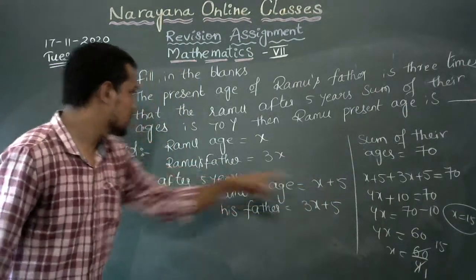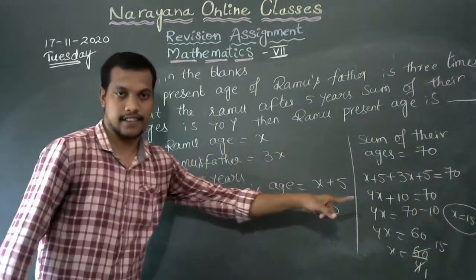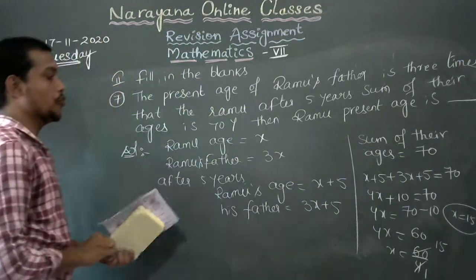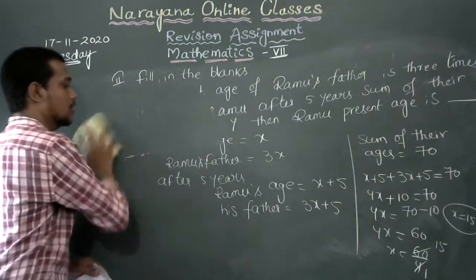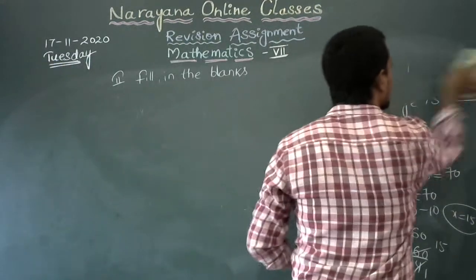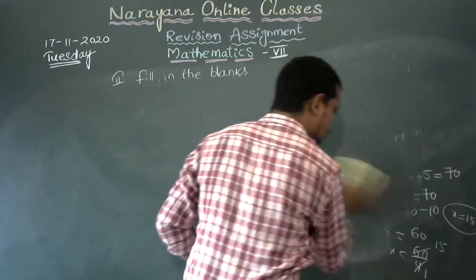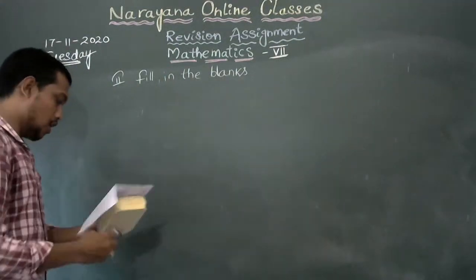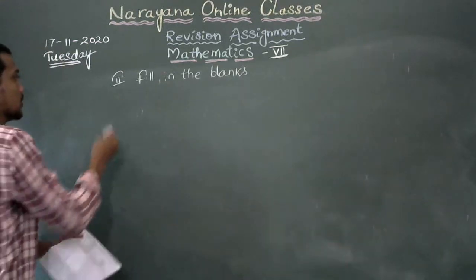So what is the x? Ramu's age is x. Okay. So answer is Ramu's present age is 15. Now, 8th question.